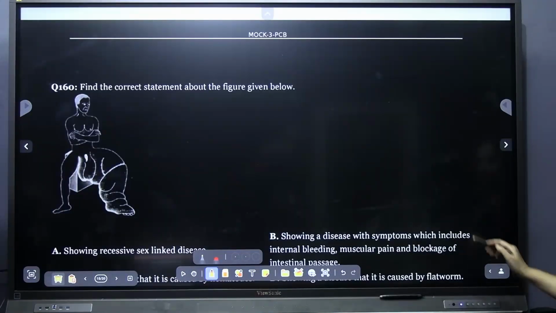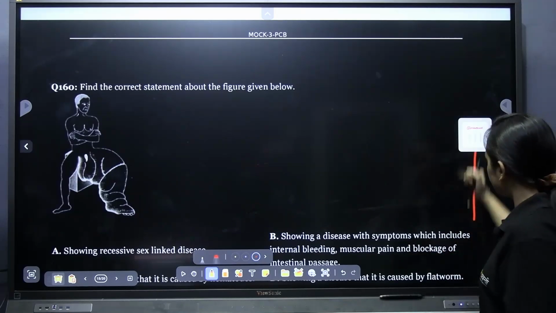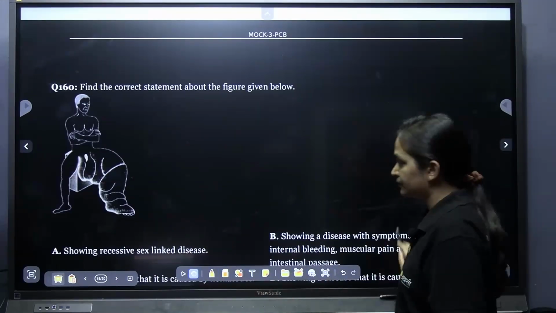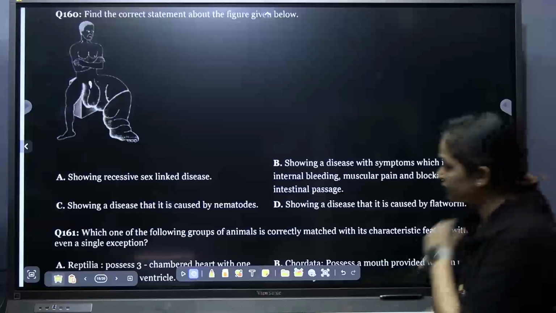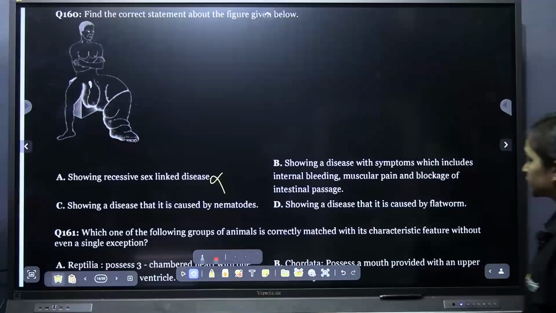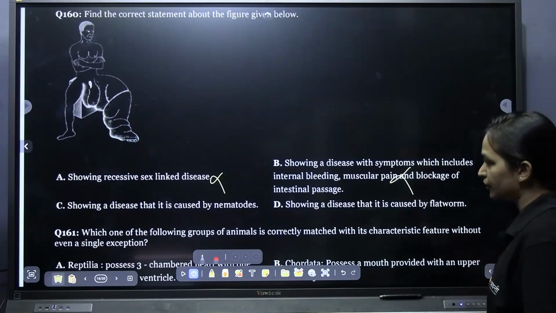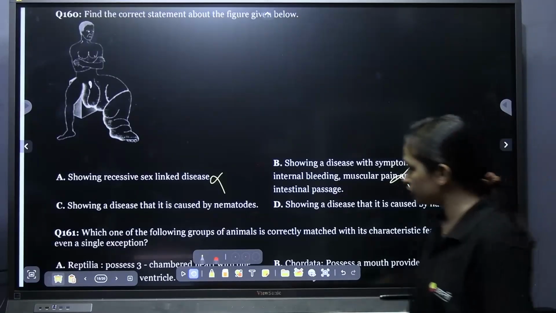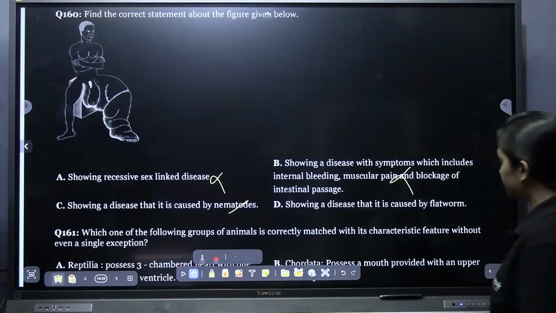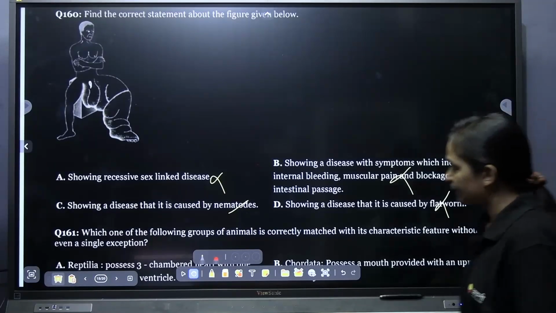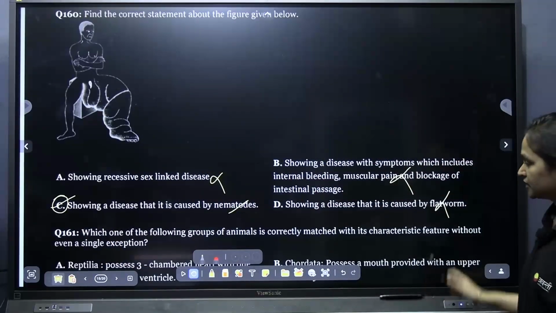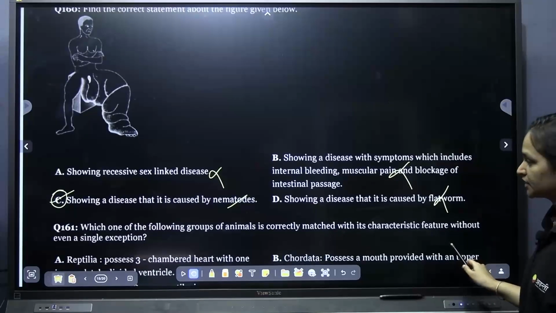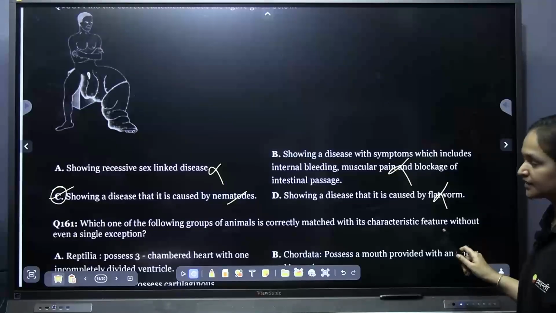Find the correct statement about the figure given below. Showing a recessive linked disease? No. Showing a disease with symptoms which include internal bleeding, muscular pain and blockage of the intestinal passage? No. Showing a disease caused by nematodes? Yes. Showing a disease caused by flatworm? No. Nematodes here. This is filariasis. Filariasis is caused by a nematode, that is an aschelminth. Nematodes are aschelminths.